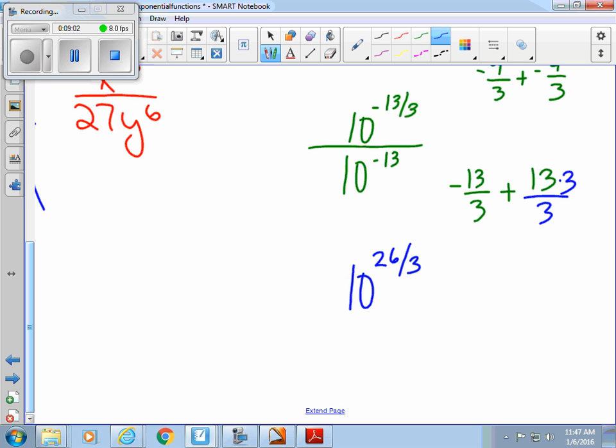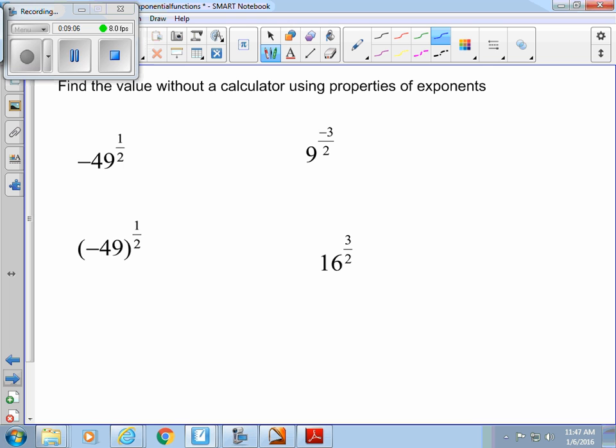Okay, any questions about this one? No calculator. This comes up all the time in calculus. Yes, you need to be able to do this without a calculator. Did you get 10 to the 26? 10 to the 26 over 50.